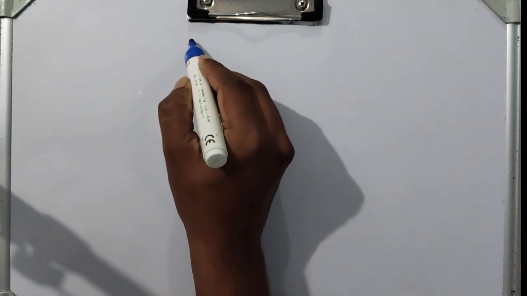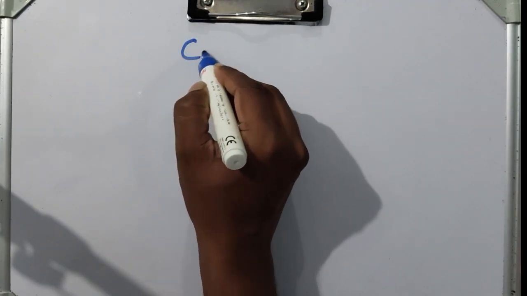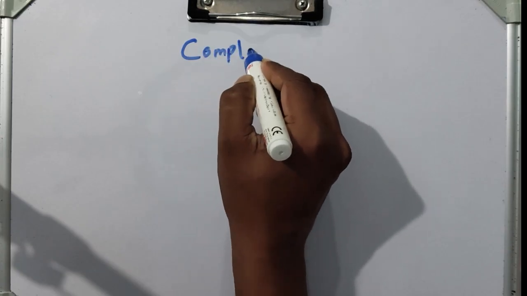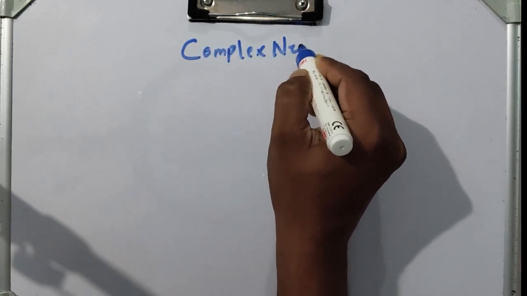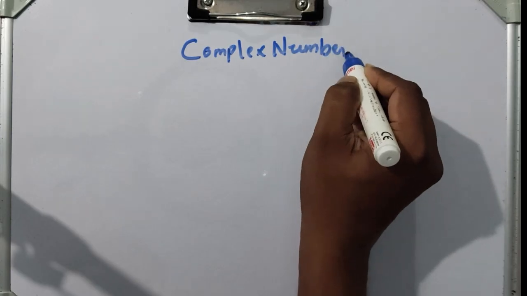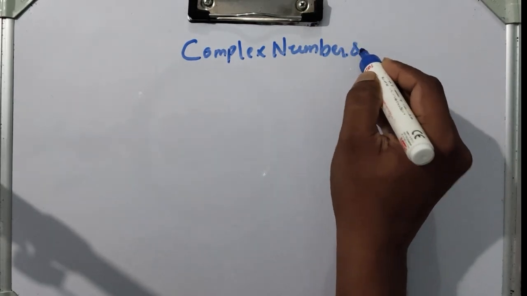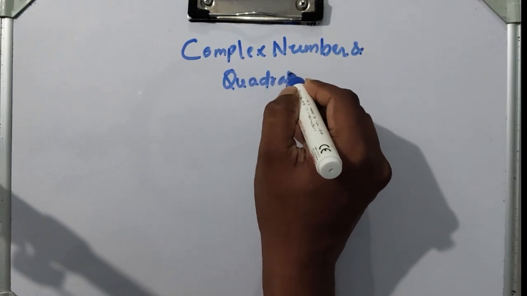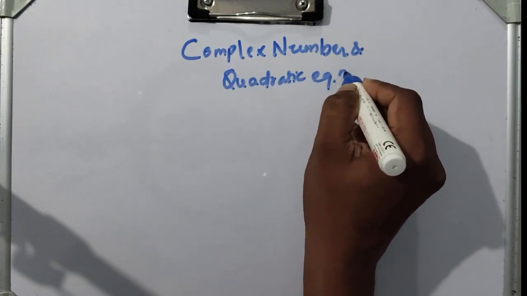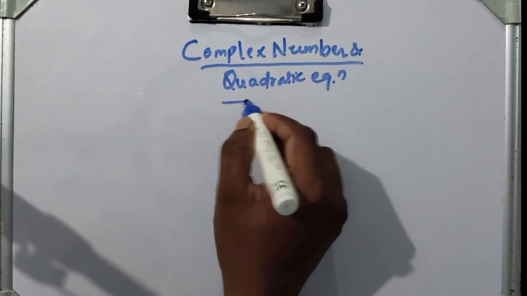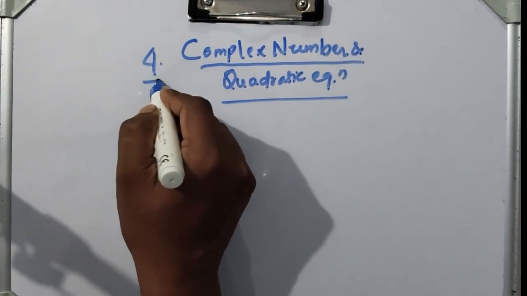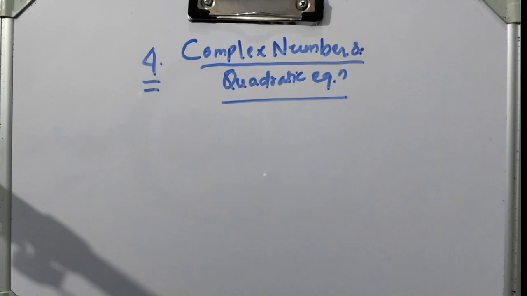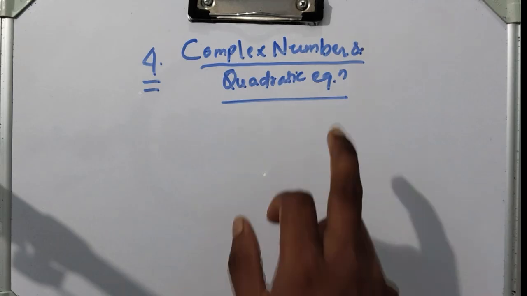So now coming to complex number and quadratic equation. Quadratic equation. Okay, it is chapter number 4. Okay, so what is complex number and what is quadratic equation?